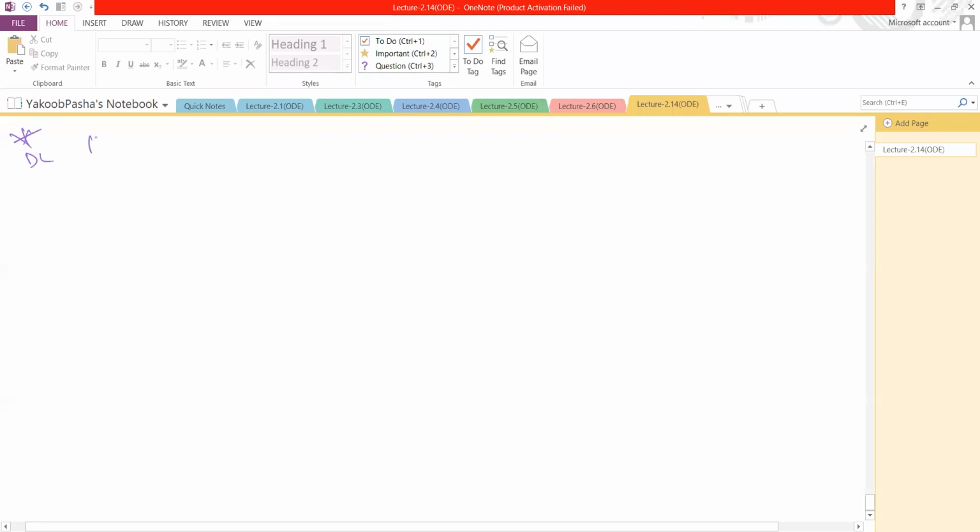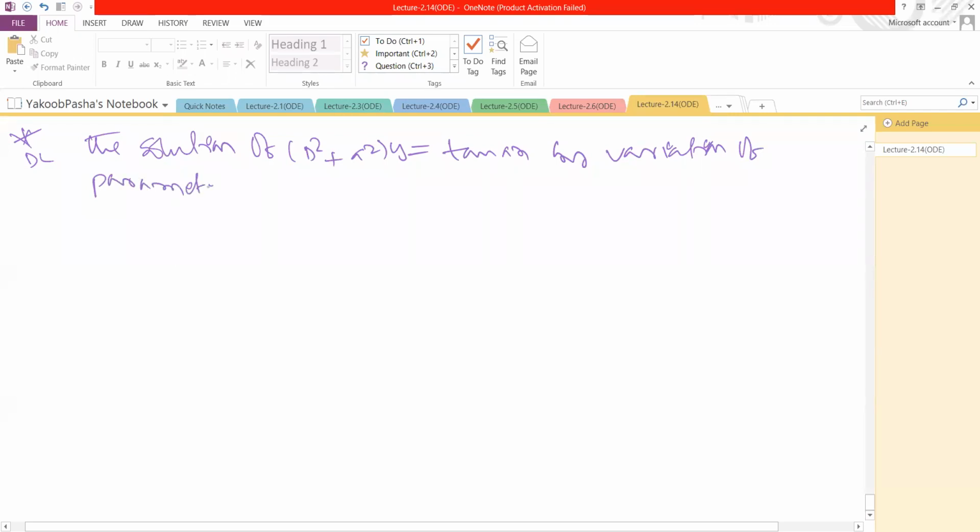The solution of (D square plus a square) y is equal to tan ax by variation of parameters method. Variation of parameters method. Okay.